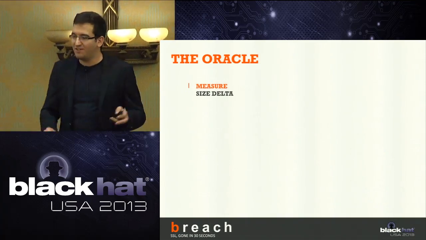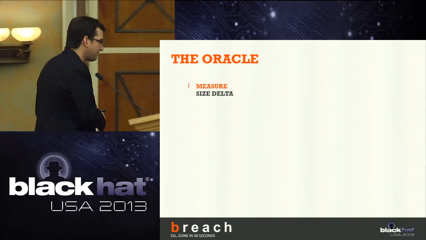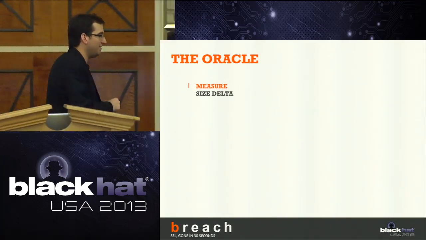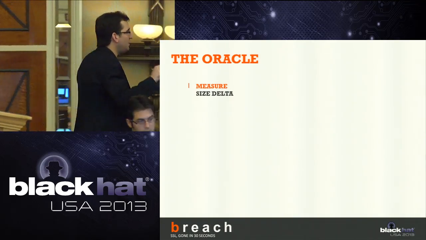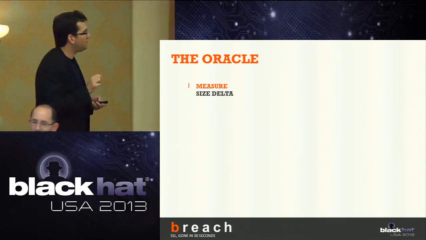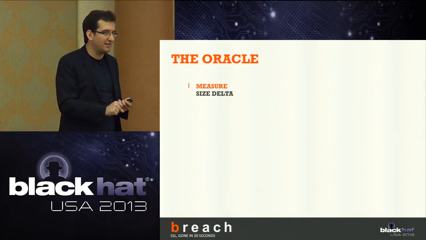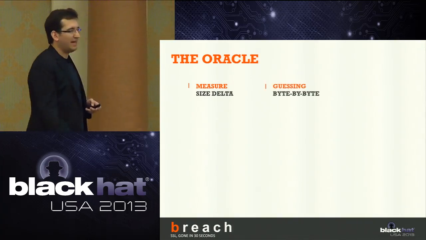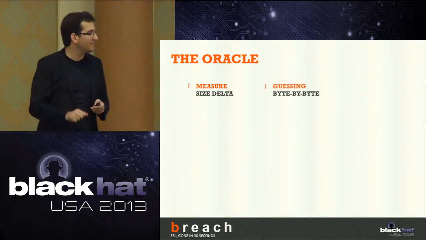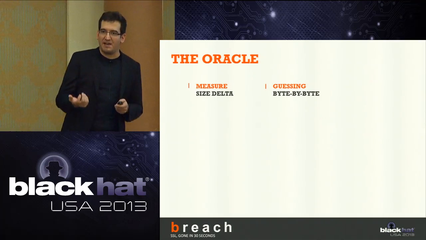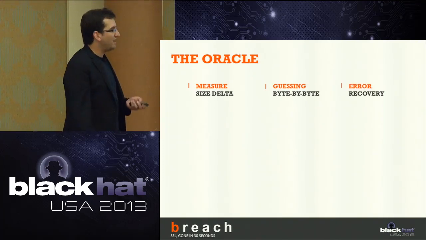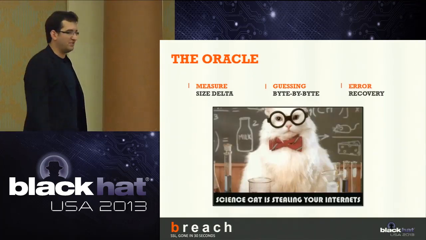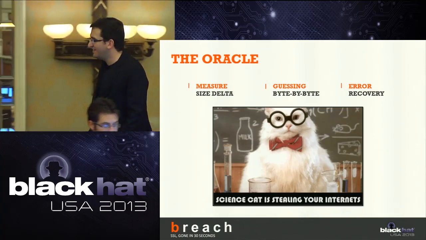So the Oracle. The Oracle is the magic. It's the black box, the mystical piece in our attack. It just measures the size delta between different requests, so the size difference between different responses. It will guess byte by byte, so one character at a time, and it will perform error recovery if there are any issues.